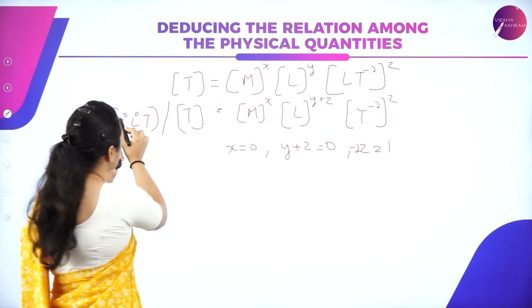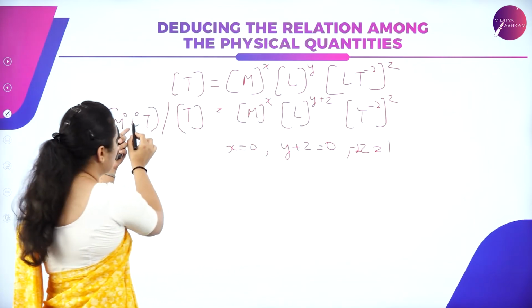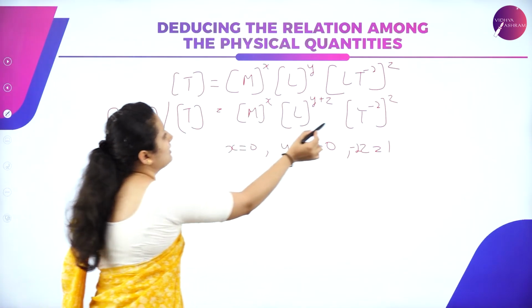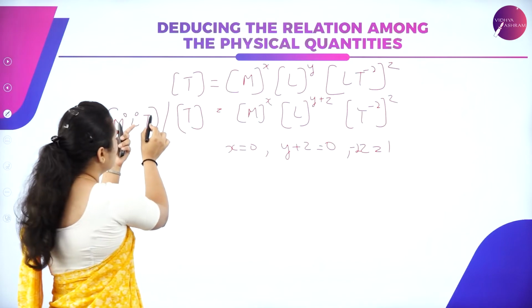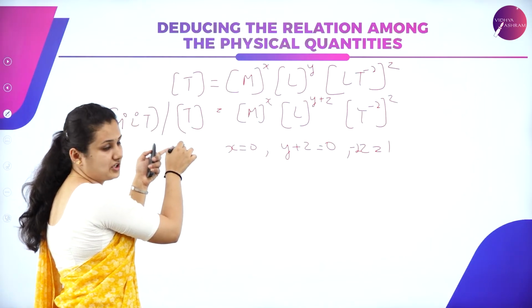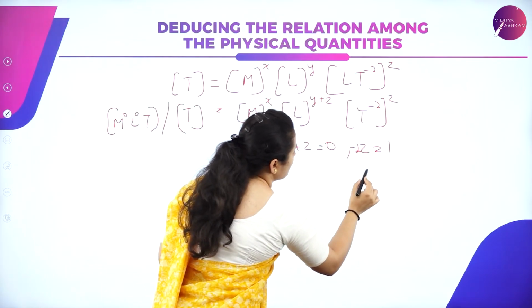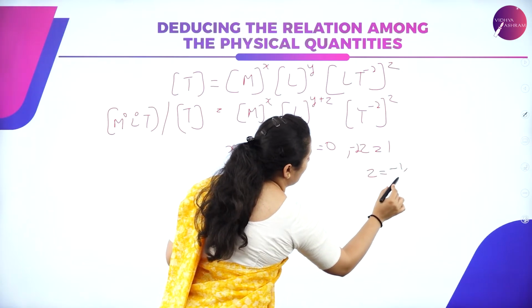So X is equal to 0. Y plus Z, you can see, is equal to 0. And minus 2Z is equal to 1, since time has 1 dimension. On substituting, you will get Z is equal to minus half.